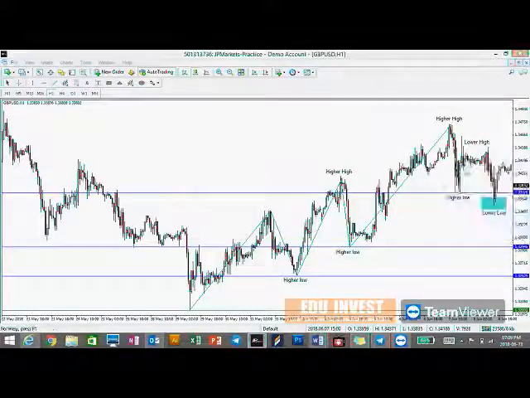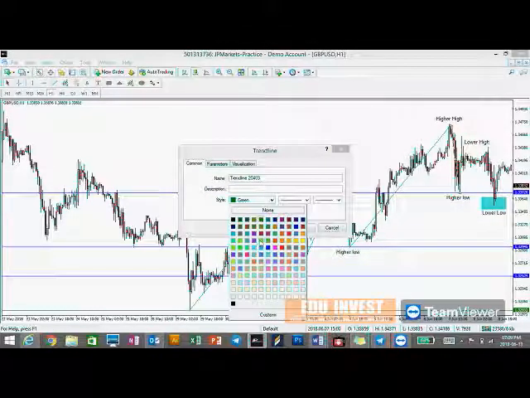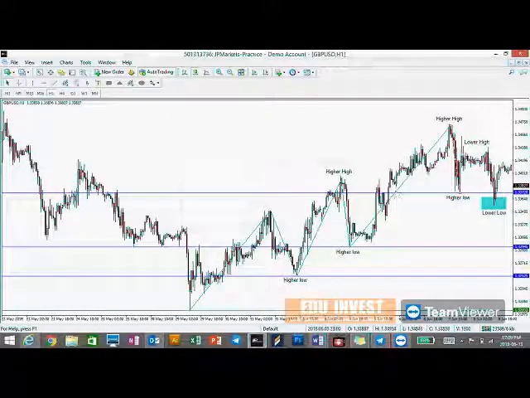So I'm going to change this trend line to red. Red is going to signify a bearish market. So there we have a red retracement, which is a higher low, followed by a lower high, followed by a lower high. And that lower high over here is seen as a ceiling point, which gives me a lower low.